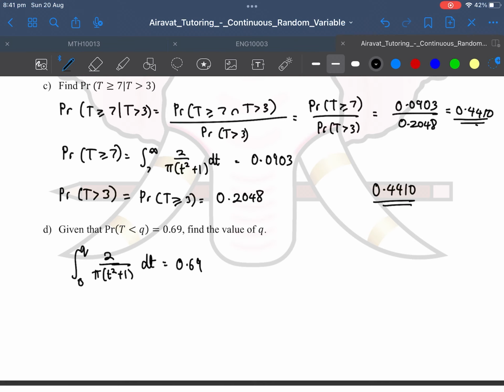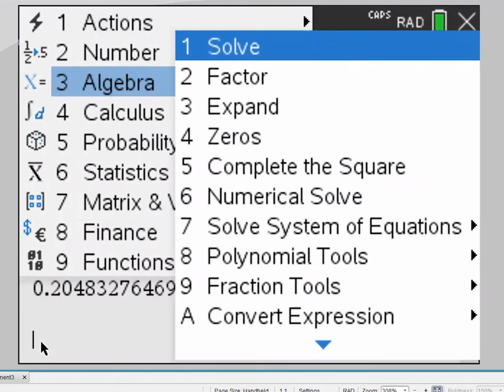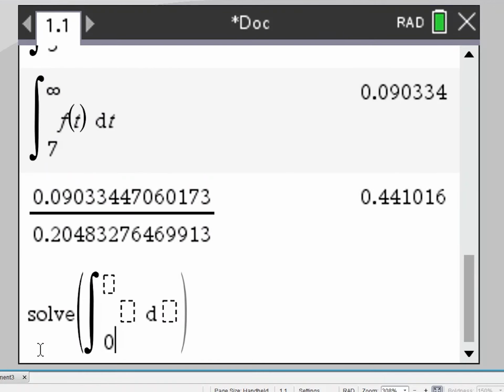Now let's solve this on CAS. Alright, so let's now find the value of q. So what you do is press menu 4 3. Our lower terminal is just going to be 0, and upper terminal is going to be q.